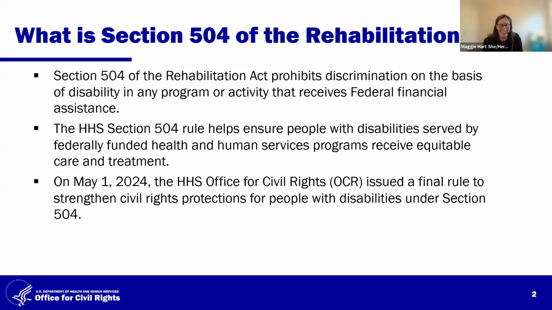We've had some questions already from the public about who this rule applies to. Who it applies to and when it applies isn't changing a lot. It applies to entities that receive federal funding to administer health and human services programs. The individuals covered by it are otherwise qualified individuals with disabilities. So if you're trying to figure out, does this rule apply to me? Does your entity receive federal financial assistance to administer a health or human services program? Then you are covered.